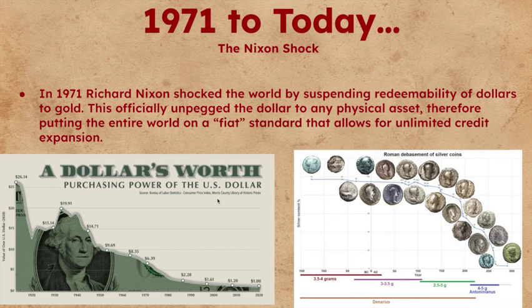So in 1971, this period is known as the Nixon shock. Richard Nixon shocked the world. He completely suspended all redeemability of dollars to gold. And so this officially unpegged the dollar from any sort of physical asset. Therefore, we put the entire world on a fiat standard. And this allowed for unlimited credit expansion. And I think we all know what that means, right? That means a lot of inflation.